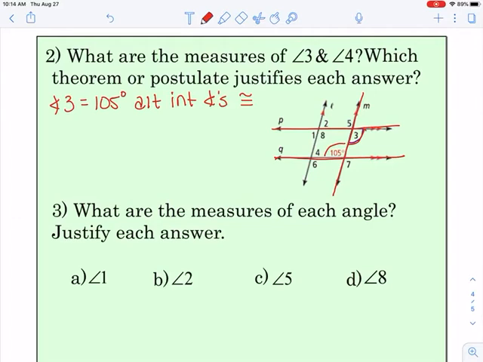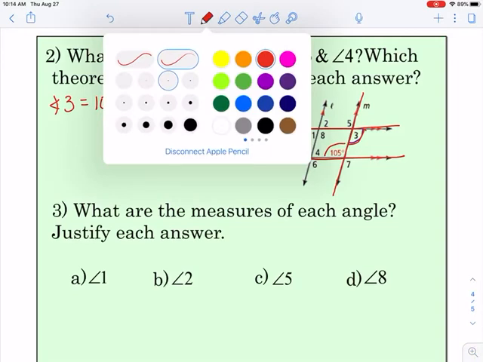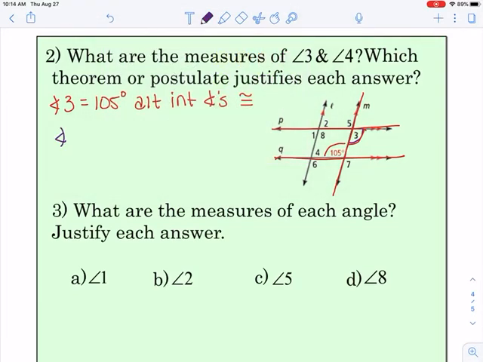Okay, and then the other one that we were asked to find was angle 4. Angle 4 is down over here. And now I'm going to highlight different lines here. So this one in purple, this one in purple, and then this one in purple. So that's what I want to look at. Now angle 4 and angle 5 are interior angles on the same side of the transversal, which means that those two angles are going to be supplementary.